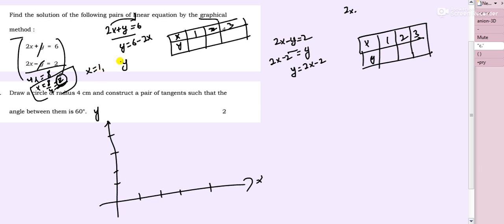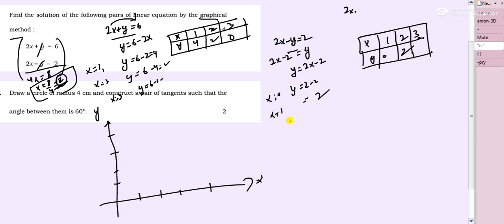So when x is 1, what is y? 6 minus 2, that is 4. When x is 2, 6 minus 2 2s are 4, that is 2. When x is 3, y is 6 minus 6, 0. So you got this. Similarly you'll get here, 2 1s are 2 minus 2 is 0. Next, when x is 2, you have to write all those things here. Got it? So 2 2s are 4 minus 2 is 2. Next, when x is 3, 3 2s are 6 minus 2 is 4. So you can see these two values you have got the same. So that will be your answer.